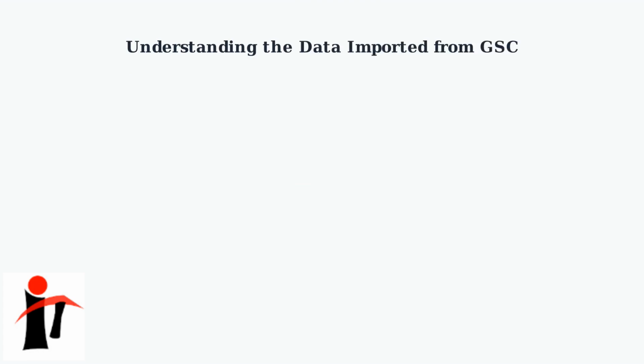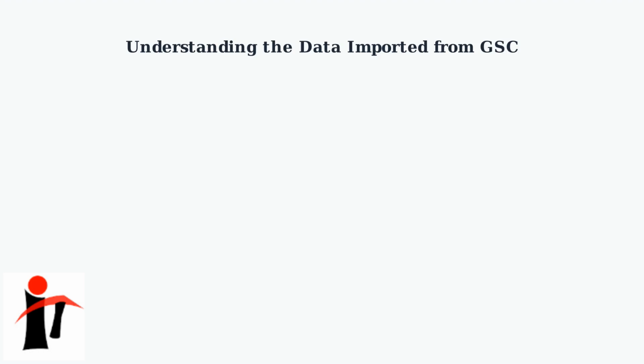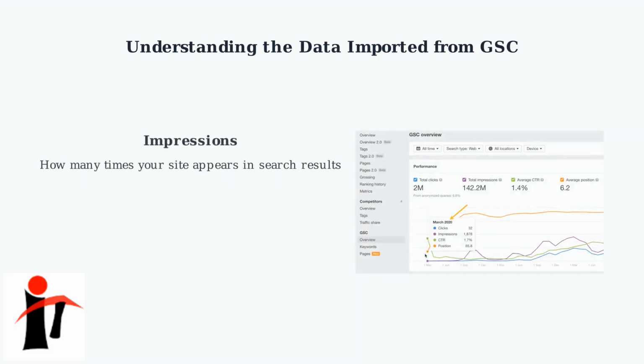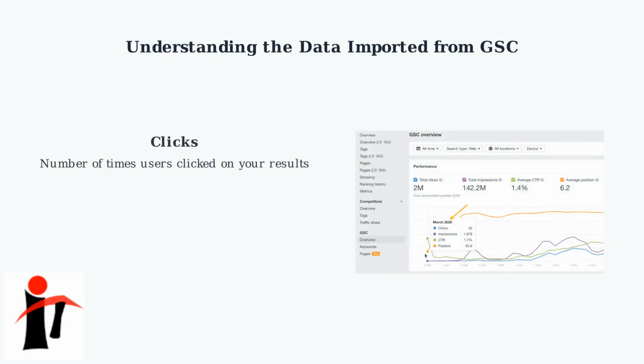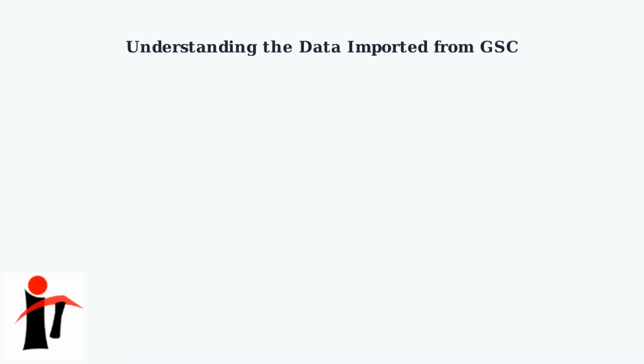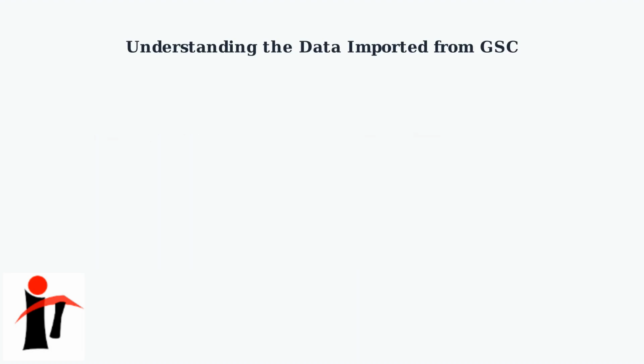Once your Google Search Console is linked to Ahrefs, the platform begins importing valuable data that provides insights into your website's search performance. First, Ahrefs imports the search queries that users are typing into Google to find your website. This reveals the exact keywords driving traffic to your site. Next, the data includes impressions, the number of times your website appeared in Google search results, regardless of whether users clicked on it. Ahrefs also imports click data, the actual number of times users clicked on your website from the search results, showing user engagement. Finally, the average position shows where your website typically ranks for those search queries, helping you understand your competitive standing.